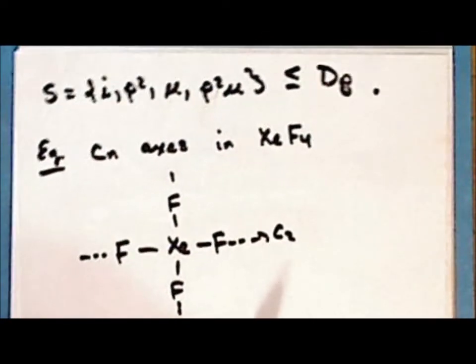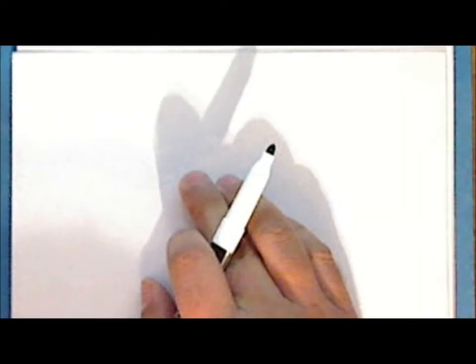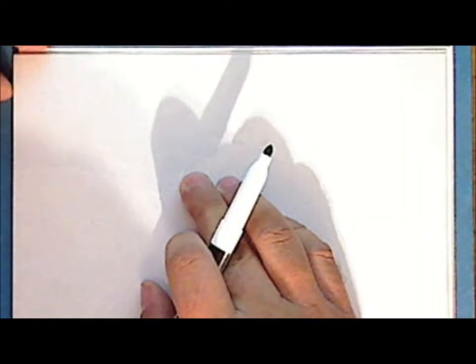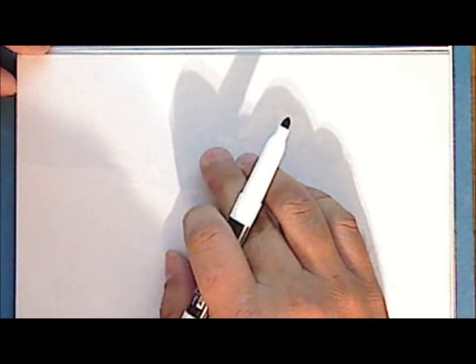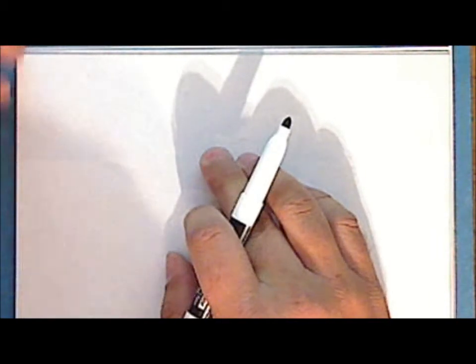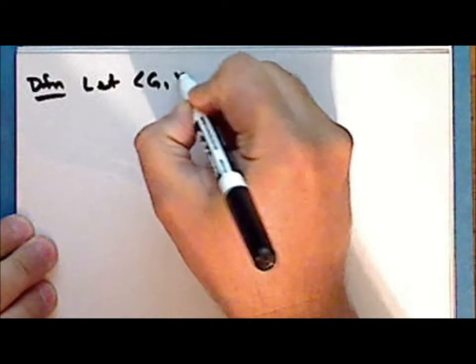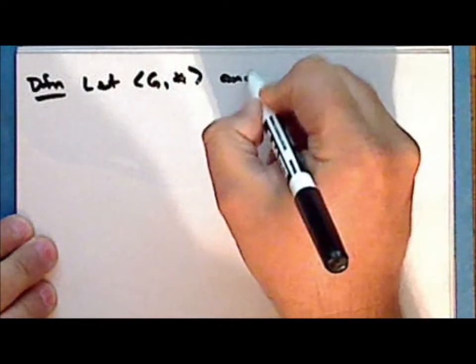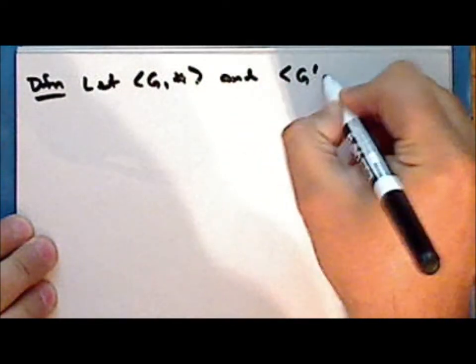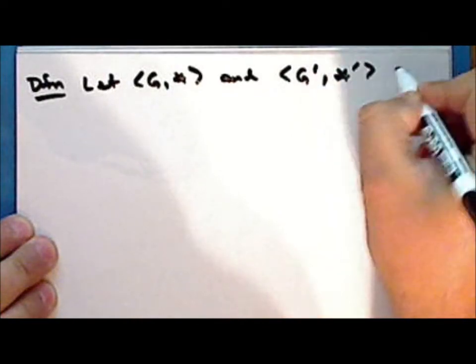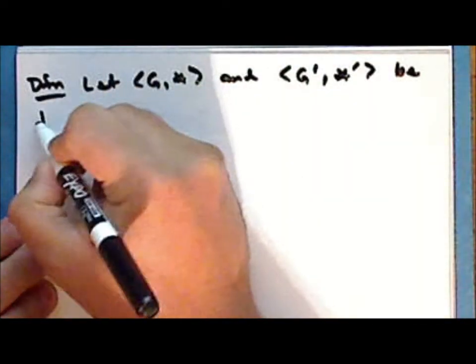Now, recall that in the previous lecture, I made the statement that the dihedral group of order 6 is algebraically the same as the symmetric group on 3 letters. We'll now make that statement more mathematically precise, so we'll start with a new definition. So let the group G, together with the operation star, and G prime, together with the operation star prime, be two groups.